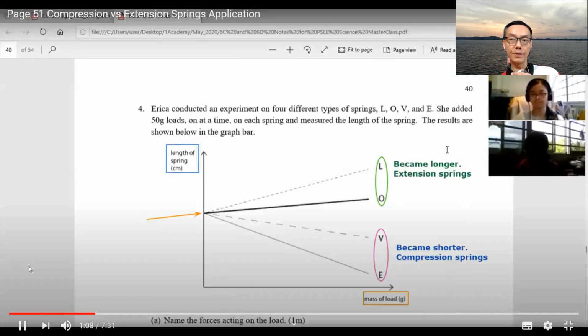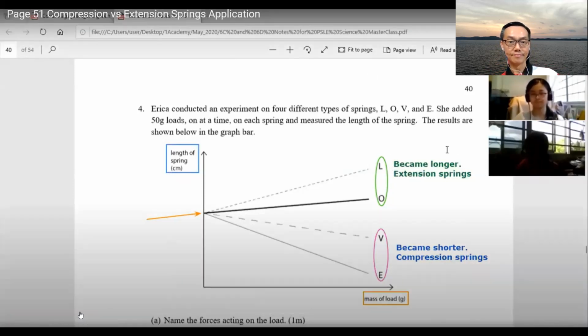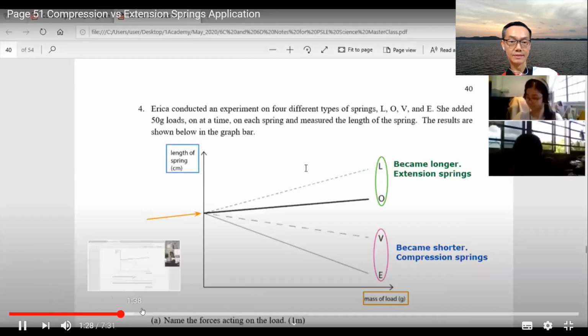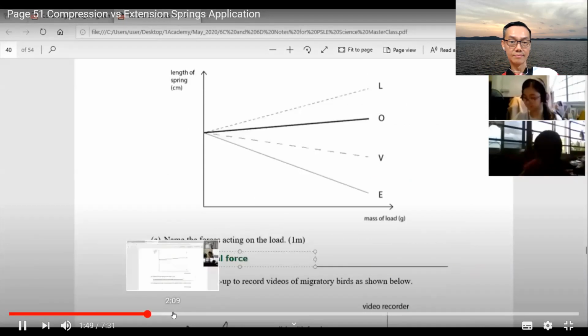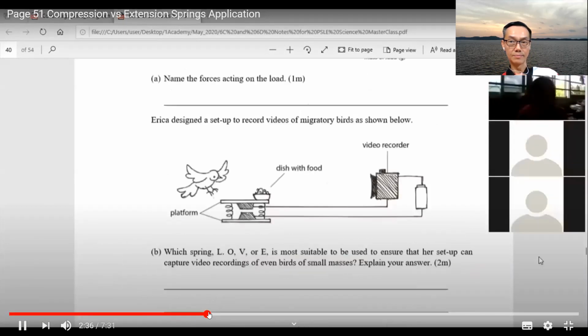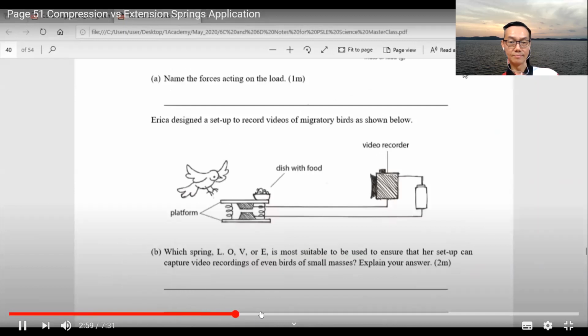Okay, so you can name the forces acting on the load. Let me fast forward. What are the forces on the other side that became longer? All right. Okay, now this one, no problem, right? Yeah, read for us this one below.